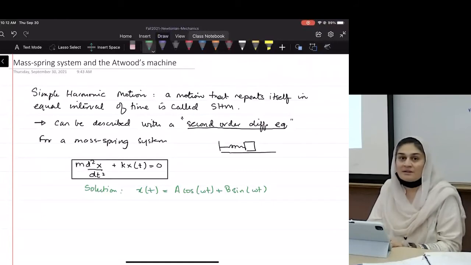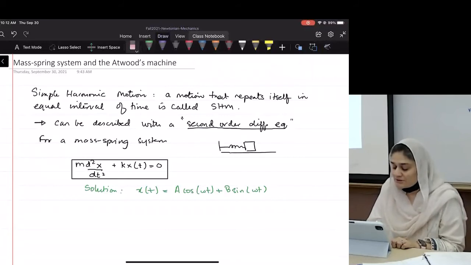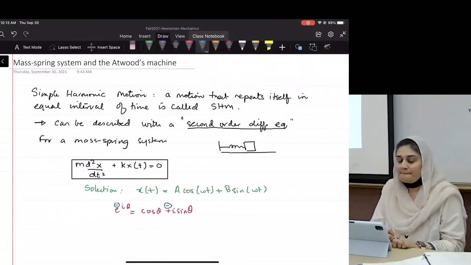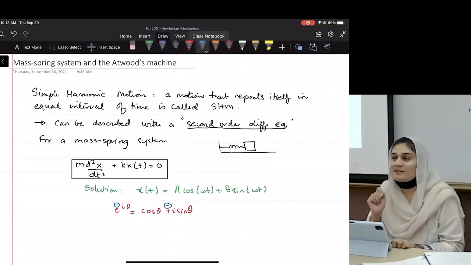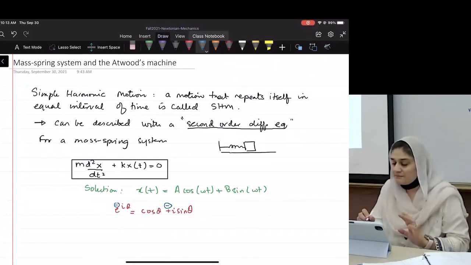Do you guys remember the hierarchy? The same thing. So Euler's equation is e to the i theta, which was what? Cosine theta plus i sine theta. And then if I have a minus sign here, what will this become? Minus here. So this can also be written in the form a e to the i theta plus b e to the minus i theta, which basically results in cosine of omega t plus sine of omega t.